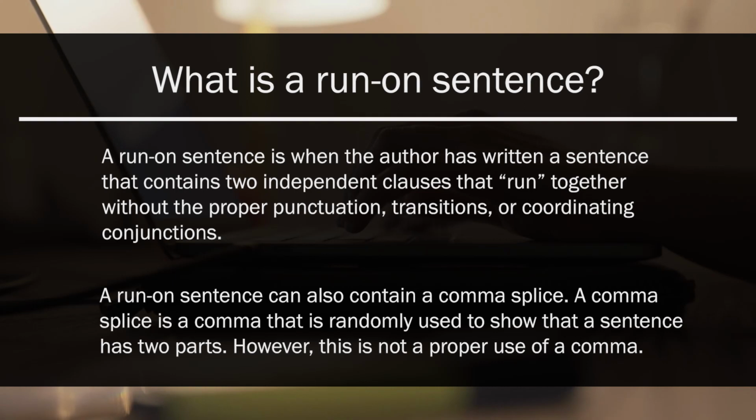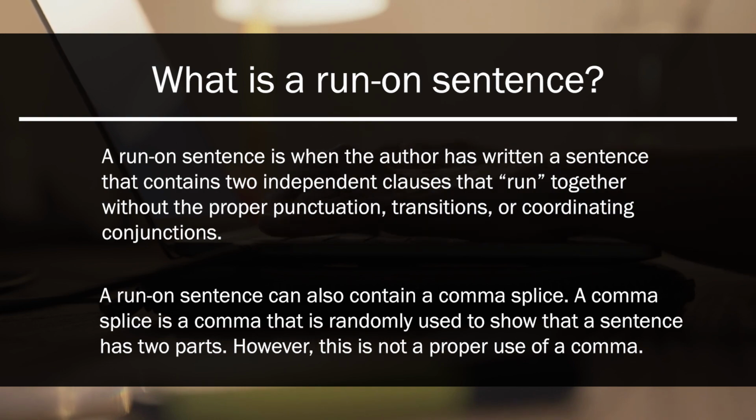So what is a run-on sentence? A run-on sentence is when the author has written a sentence that contains two independent clauses that run together without the proper punctuation, transitions, or coordinating conjunctions. A run-on sentence can also contain a comma splice. A comma splice is a comma that is randomly used to show that a sentence has two parts. However, this is not the proper use of a comma.